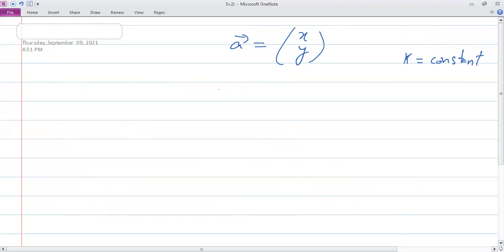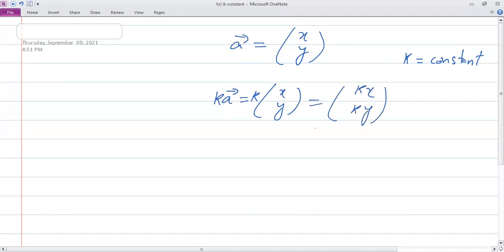If I have to find k times a vector, it means you multiply the vector with the scalar, with a constant. So k will be here with x, y, and k will multiply with both. This will become kx, ky, like that.